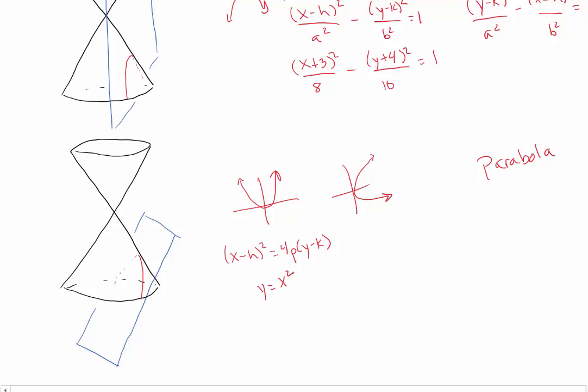My h would be 0 because there's no subtraction. And let's see, I got a y here. There's no minus k, so k is 0. And then 4 times p, well, I don't have anything here, so that's 1, so my p would be a 4th. So it does fit that form. It's just looking a little different.